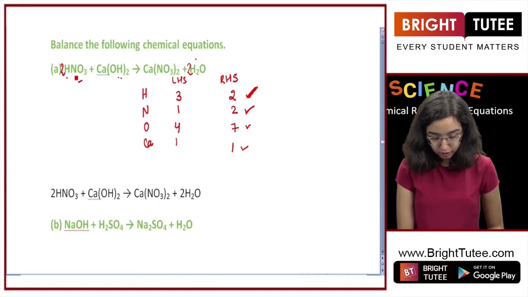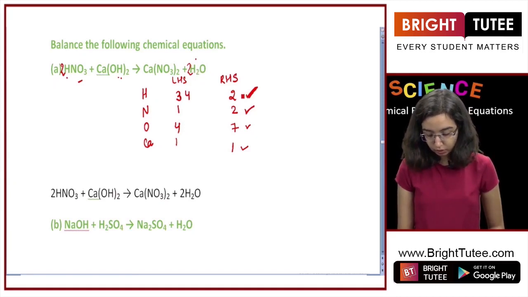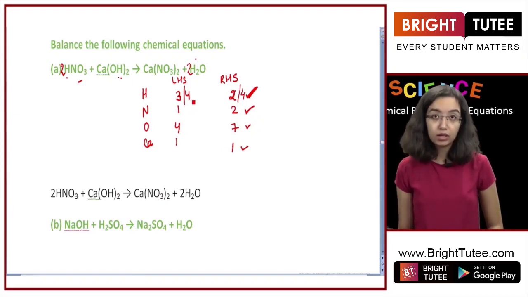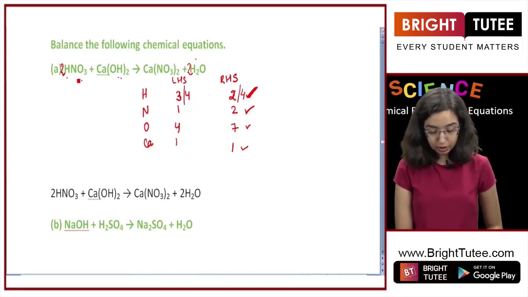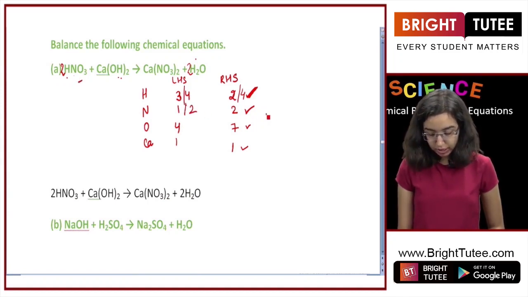We have 2 hydrogen here and we have 2 here, so it becomes 4. And if we have 2 and 2 here also becomes 4, right? So now that we have tried to balance hydrogen, let's see what it has done to N. So now we have 2 nitrogen atoms. So nitrogen also got balanced.